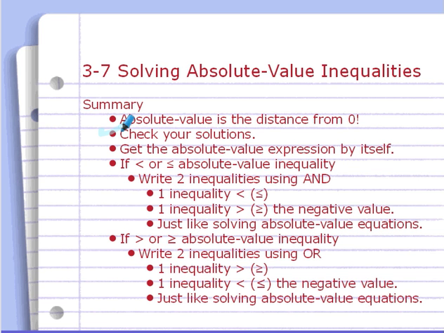Get the absolute value expression by itself; isolate that. When you have a less than or equal to inequality, you're going to break that into two inequalities, and it's going to be an and. And if you have a greater than or equal to absolute value, it's an or statement. So you break them again into two inequalities, and you solve as you would an absolute value equation or a regular equation. Bring any questions you have to class, and thank you.